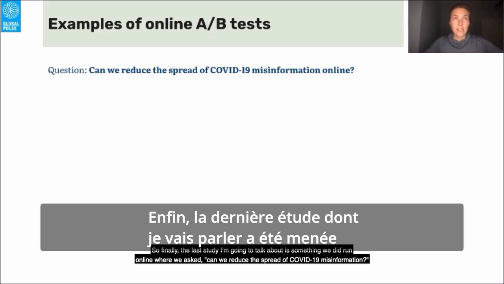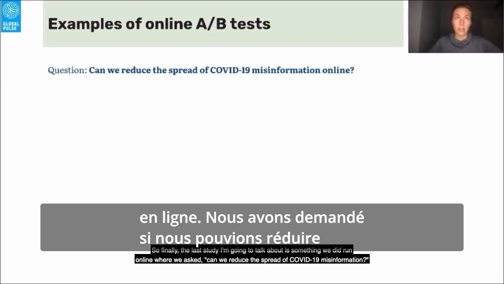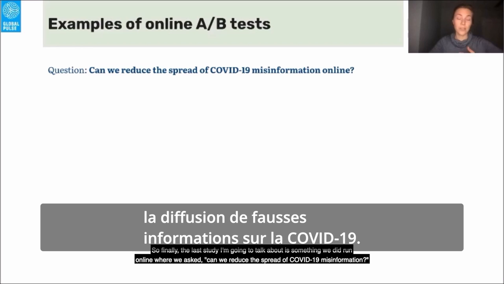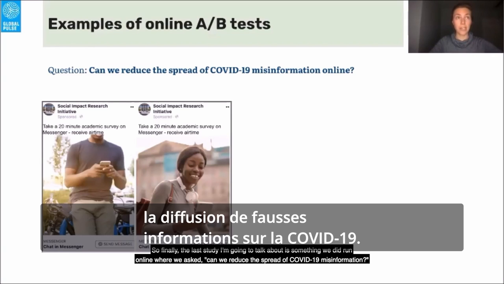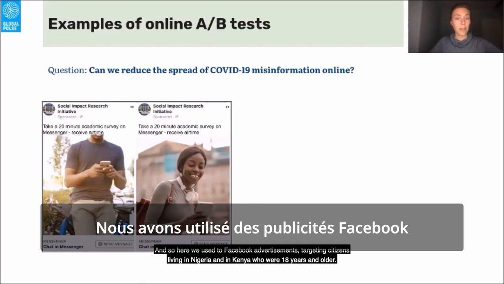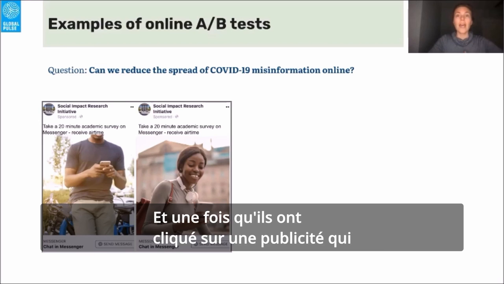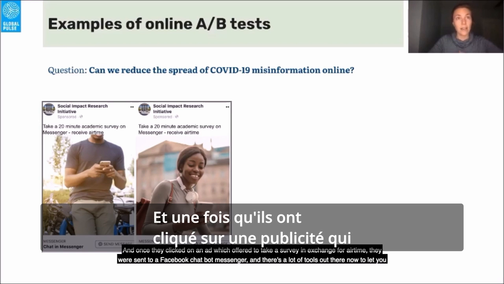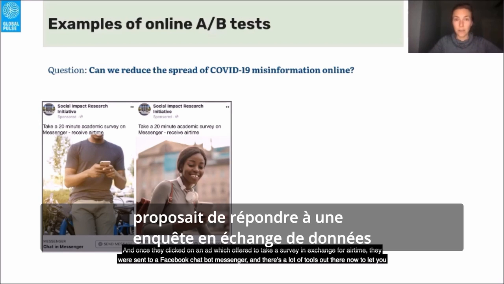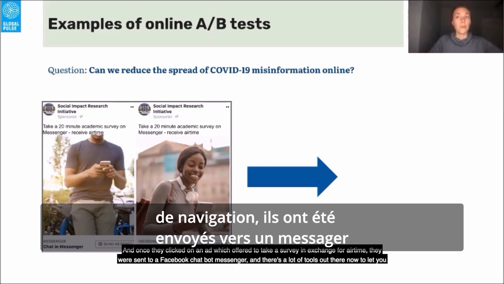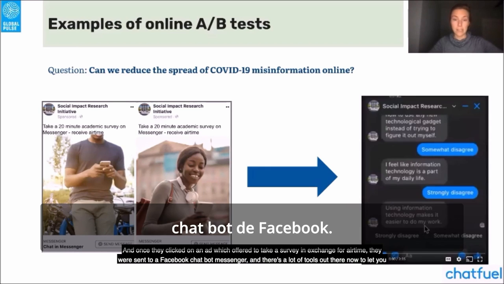So finally, the last study I'm going to talk about is something we did run online, where we asked, can we reduce the spread of COVID-19 misinformation? And so here we used Facebook advertisements targeting citizens living in Nigeria and in Kenya who were 18 years and older. And once they clicked on an ad, which offered to take a survey in exchange for airtime, they were sent to a Facebook chatbot messenger.